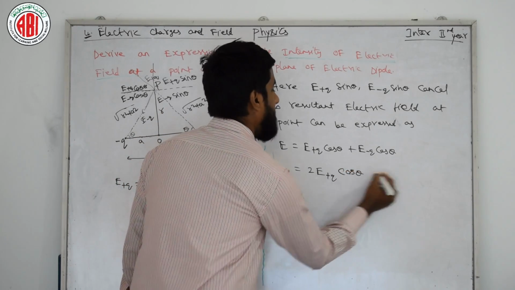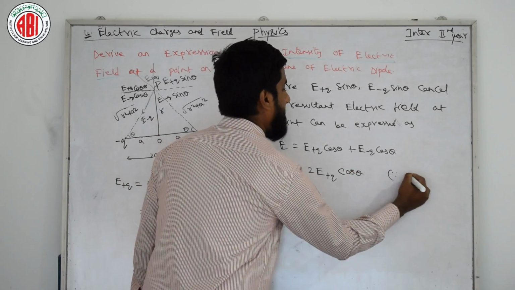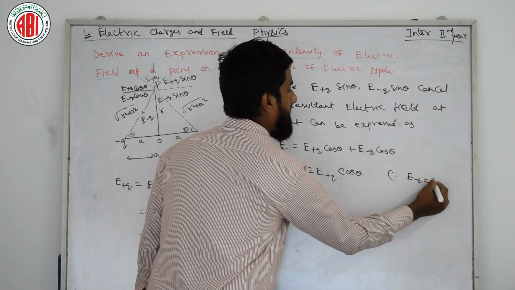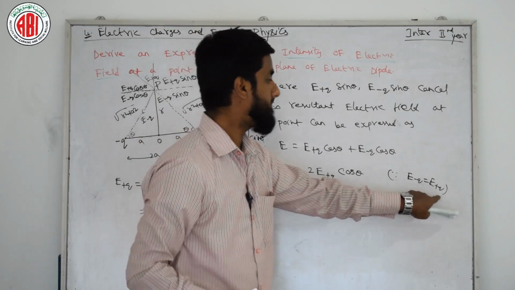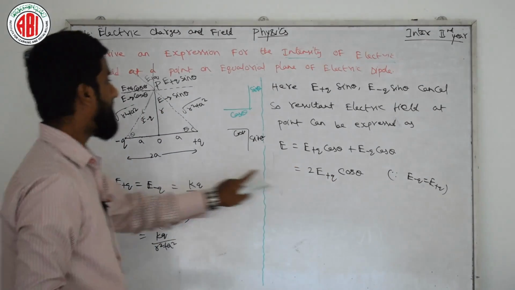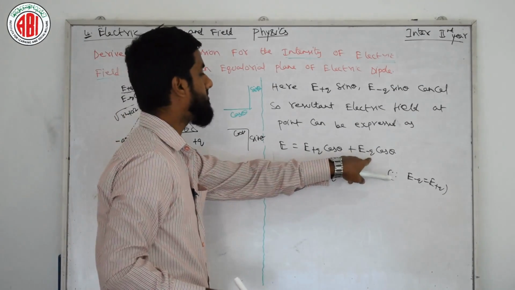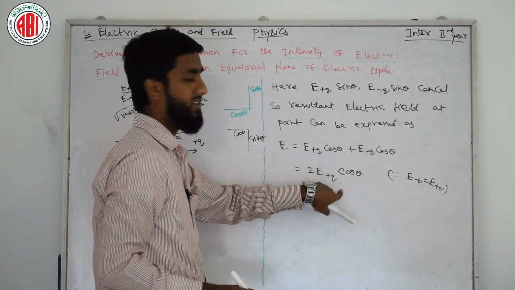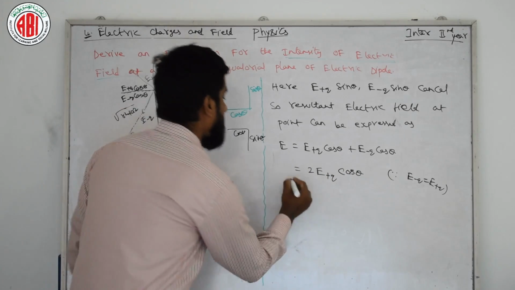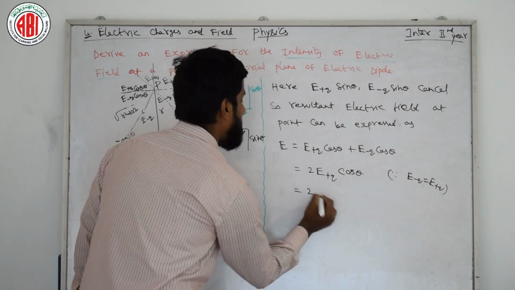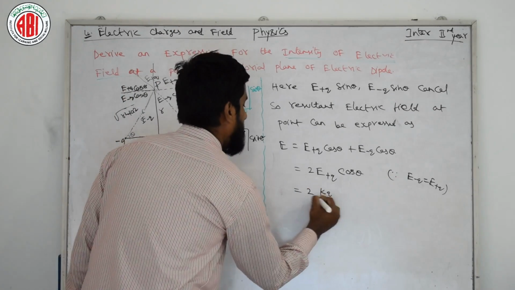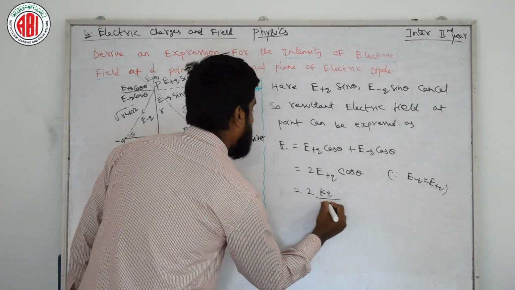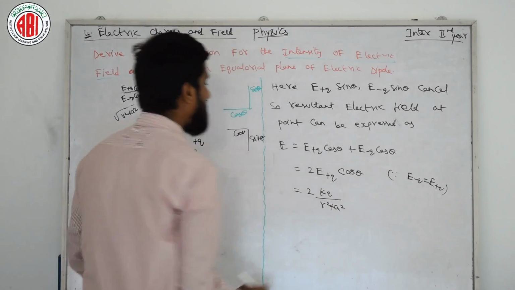Why? Because we can take E minus q equal to E plus q itself. Here both are the same. So if I put E plus q, it will become 2E plus q, isn't it? So now we are substituting the values: 2 is here as it is, plus q value we have with us, kq by r square plus a square, and what is the cos theta?